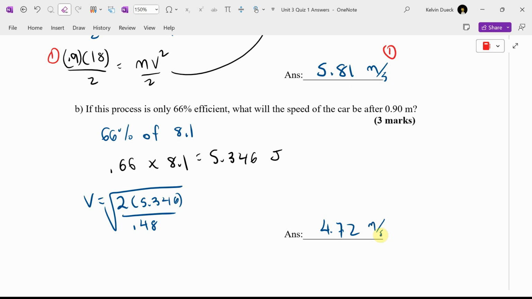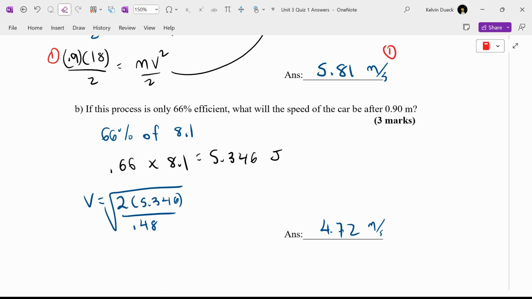Before I go further, I'm going to give you a hint. Don't turn the page. What if instead of telling you the efficiency and asking you to find the speed, what if I gave you the speed? Could you find the efficiency? That's a hint. I think there's at least one version that has that.